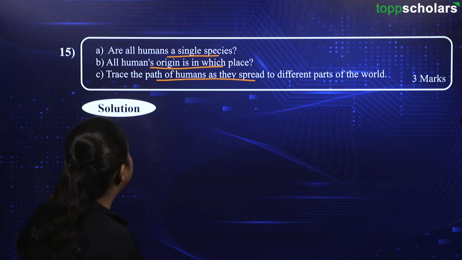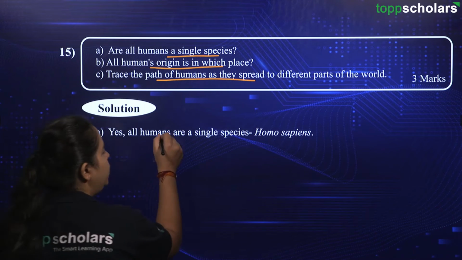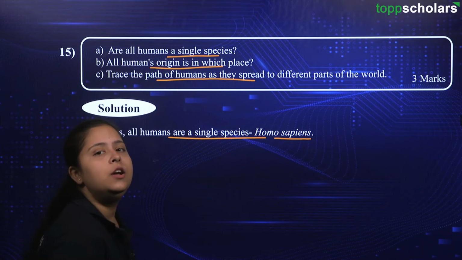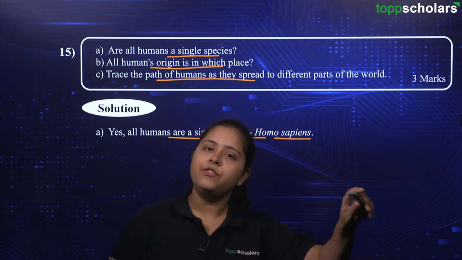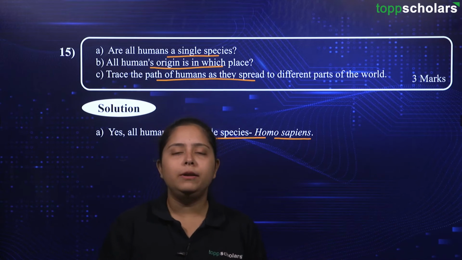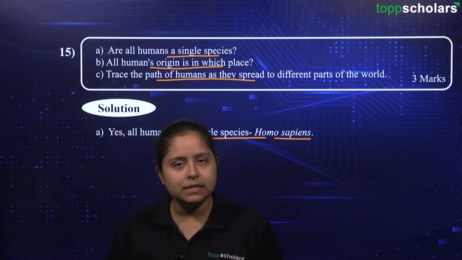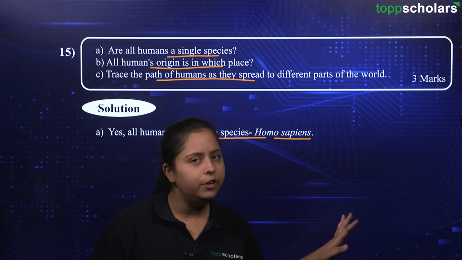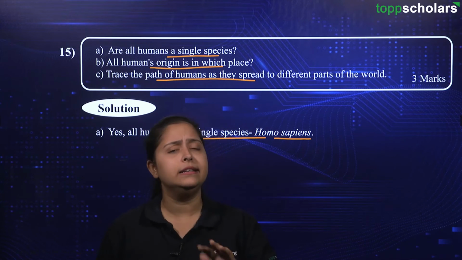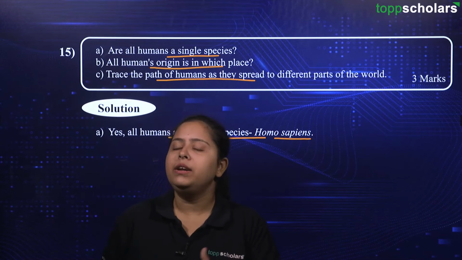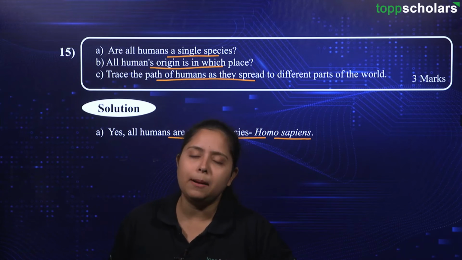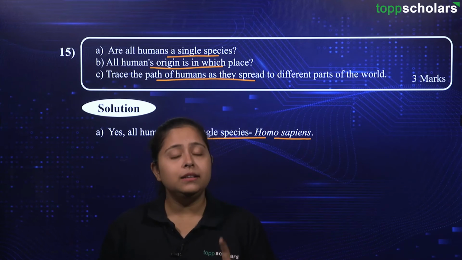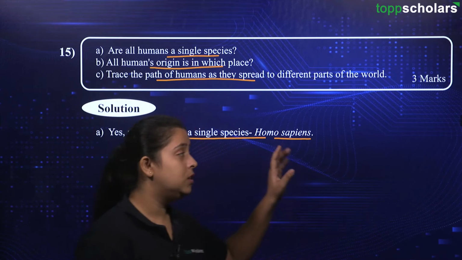So friends, coming to the solution part, please remember that yes, all humans are a single species called Homo sapiens. Whether it be an American, an African or an Indian, all belong to the species Homo sapiens. Just that race is different. Americans have a different race, Africans have a different one, and Indians have a different one. This is just an example. So, human beings have different races, but the species is the same, that is Homo sapiens.